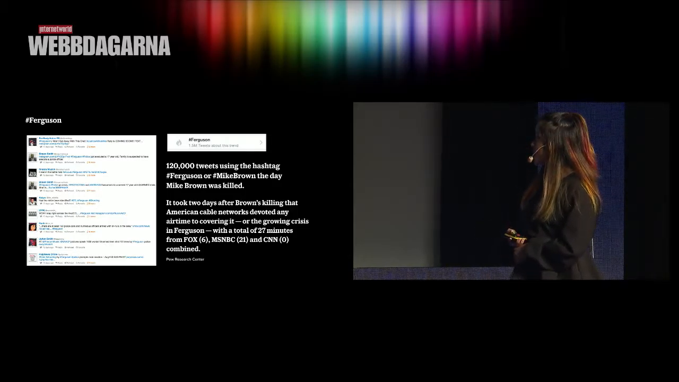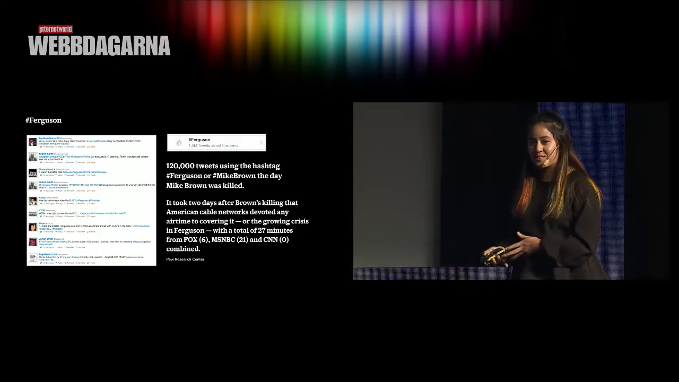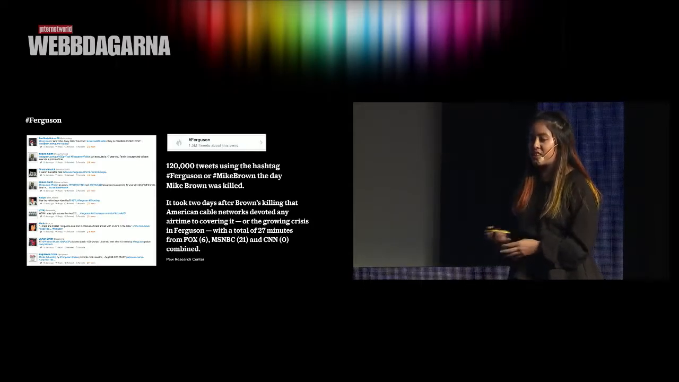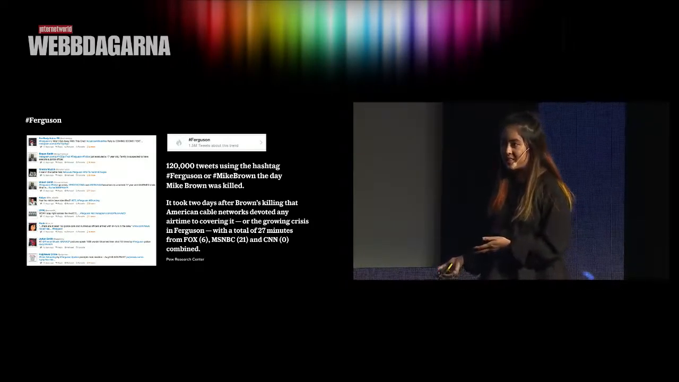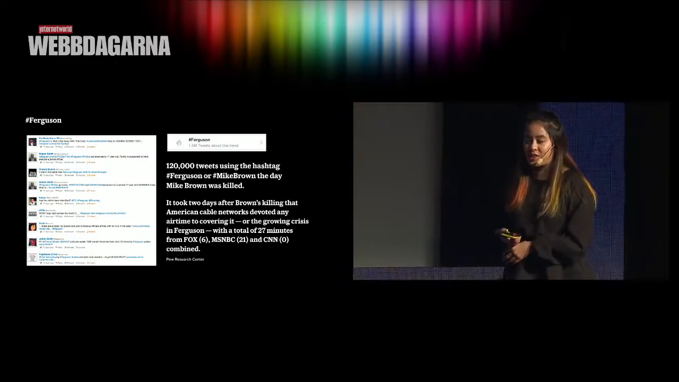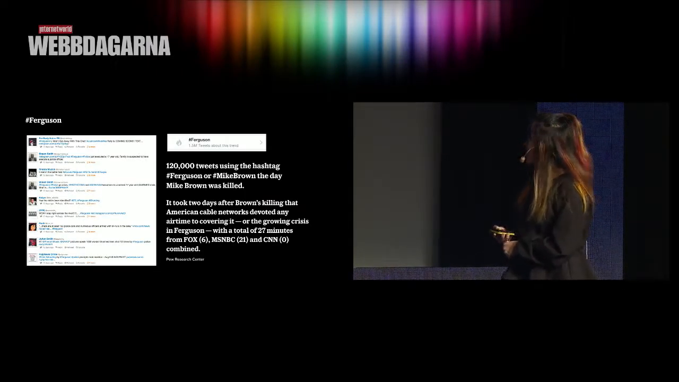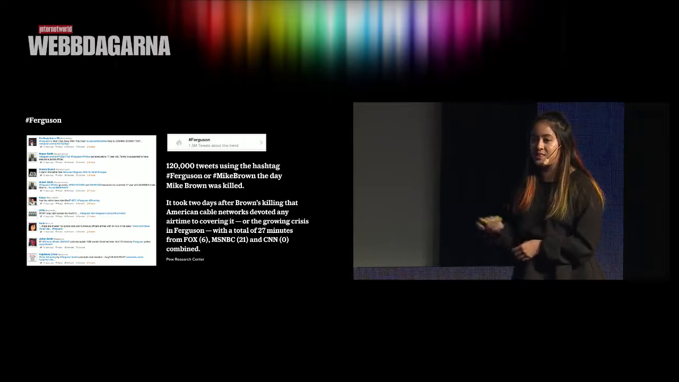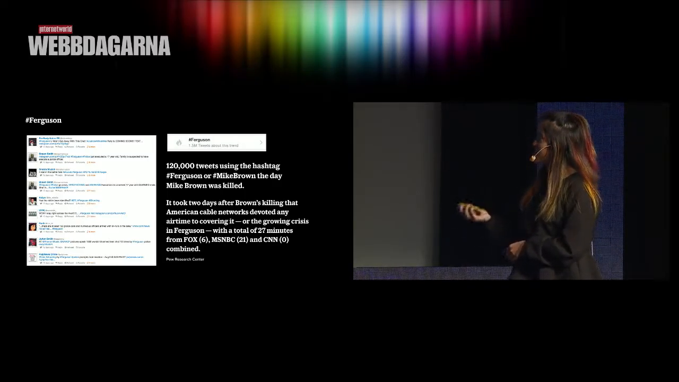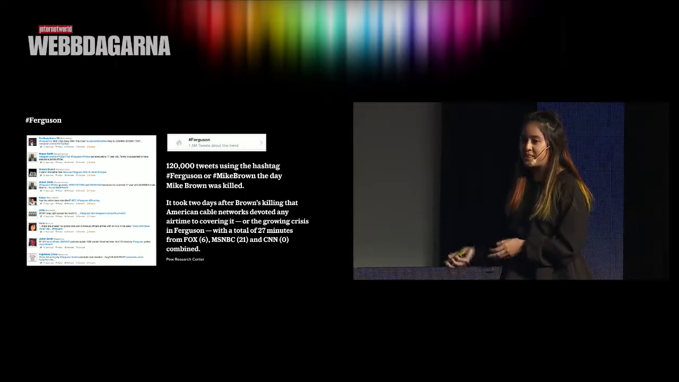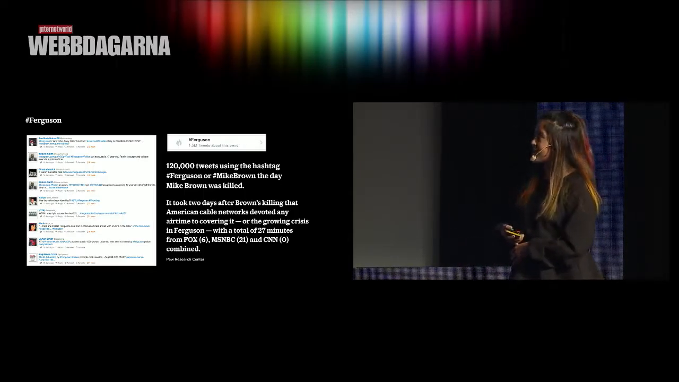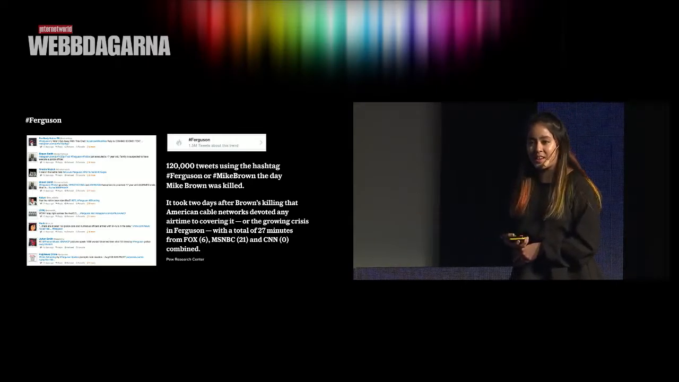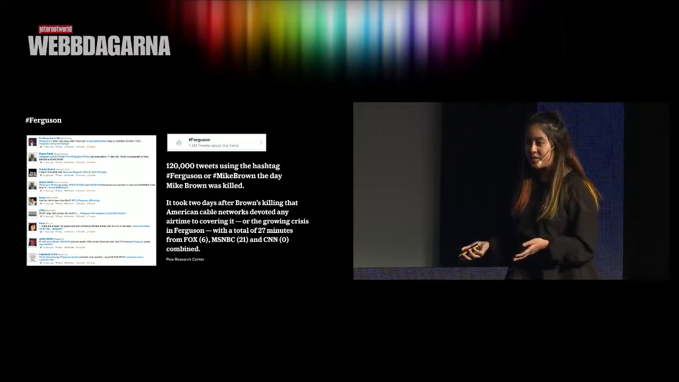What's interesting is that it took 2 days after the actual incident for any mainstream media companies to report on the incident at all. Meanwhile, on Twitter, the day of the incident, there were 120,000 tweets using the hashtag Ferguson, which basically influenced the mainstream media to actually address this issue and report on it. This is evidence for why a lot of people now feel like Twitter is one of their number one news sources. You can get information faster, and you can also get more authentic information.